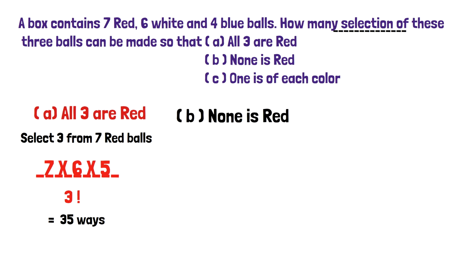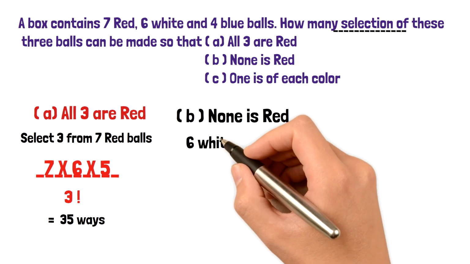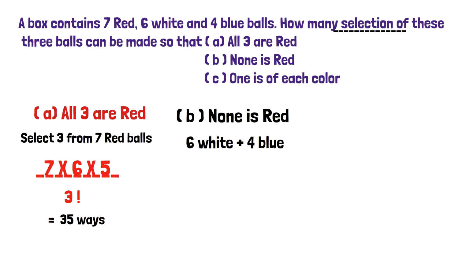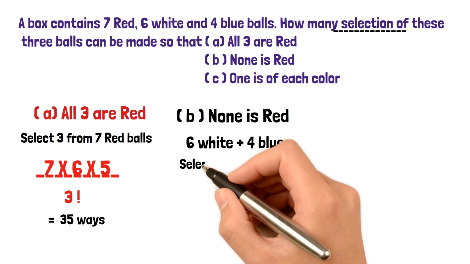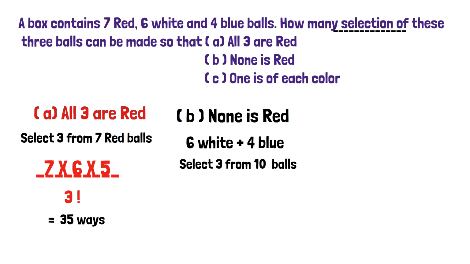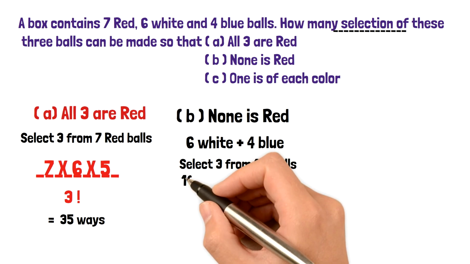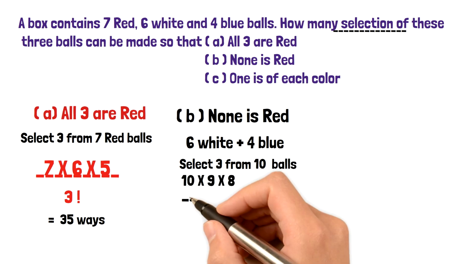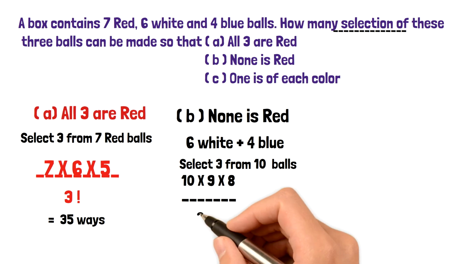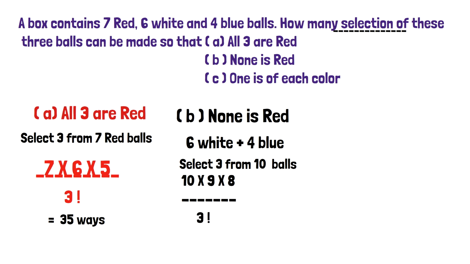Now B. None of the 3 will be red if they are chosen from 6 white balls and 4 blue balls. So 10 balls, and 3 balls need to be selected. This can be done in 10 times 9 times 8 divided by 3 factorial. That's equal to 120 ways.